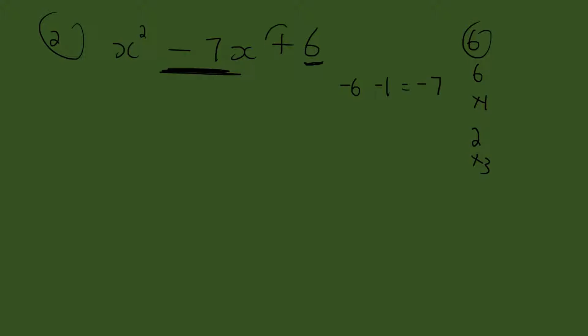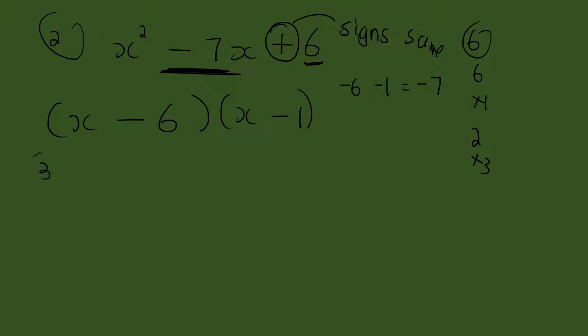The double check is this one here at the end. It's a positive, so it means the signs must be the same. Signs must be the same. And they are. It's a minus and a minus. So we open up, so it's minus 6, minus 1. And you go and FOIL just to make double sure that you got it right. Let's look at the next one. The more we practice, the easier it will get.